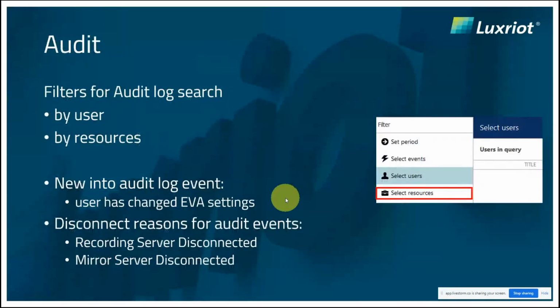And some nice additions to the audit. Audit allows us not only to see what certain users have been doing, but also to track who's been doing what with some particular resources. There's also been a couple of new events added to the audit logging. So now it also includes any sort of changes to the EVO video analytics settings. And there are some more details on why the disconnection of a certain server has happened.